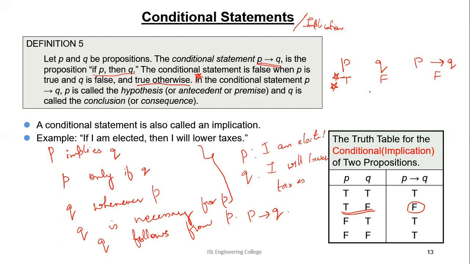Okay, you have to remember it as: if P is true, Q is false, then the implication will be false, otherwise it is true. I'll continue in the next session.